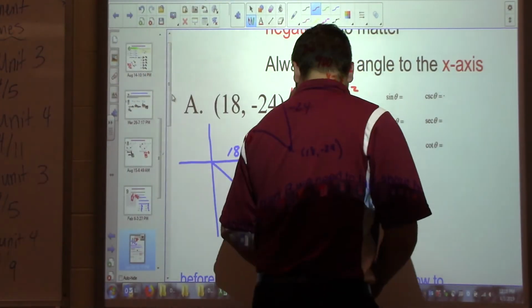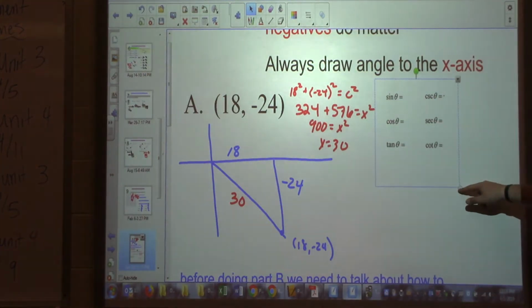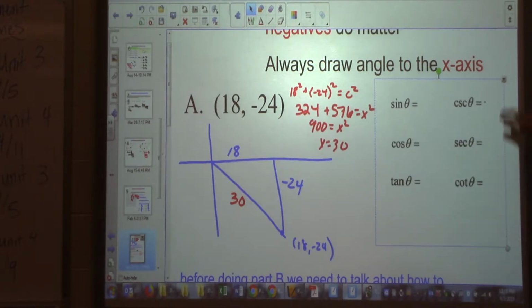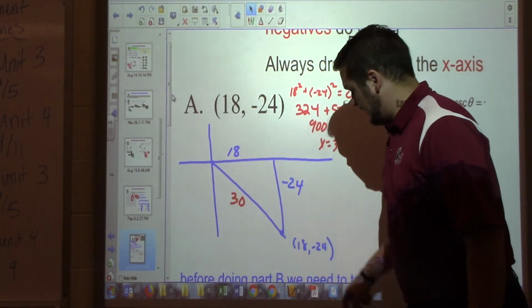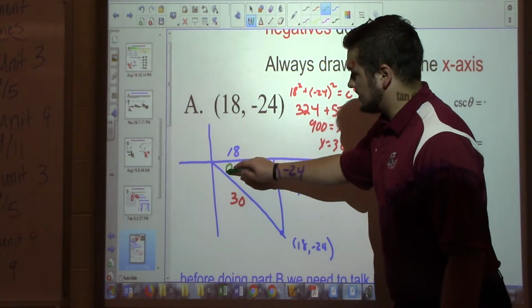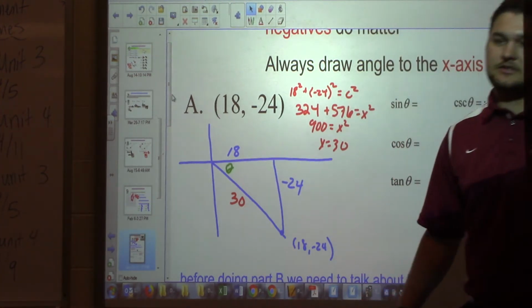If you get an answer for one of these, you want to come put it on the board. We'll throw it up there. Any of them: sine, cosine, tangent, cosecant, secant, cotangent. Did you reduce? So guys remember, theta is always the angle along the x-axis to the line we draw here. Theta is always the angle at the x-axis.